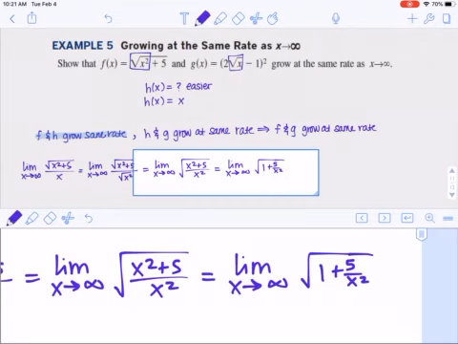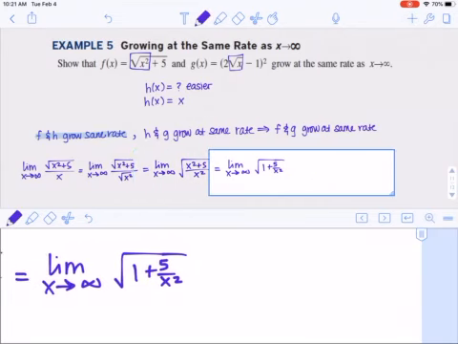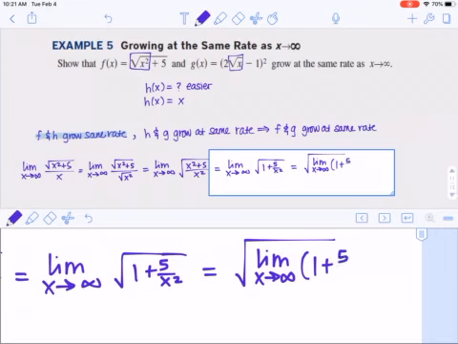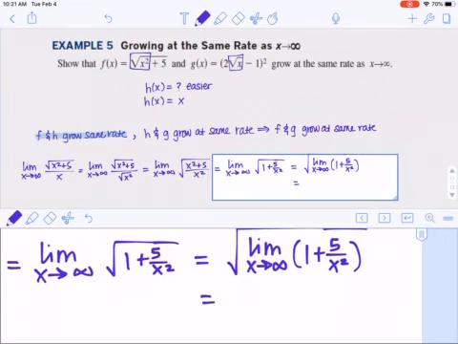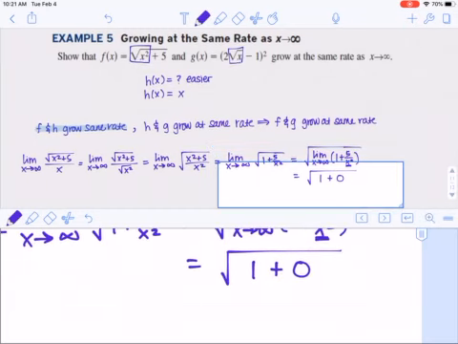The limit as x goes to infinity of the square root of 1 plus 5 over x squared. And now when I actually evaluate this, this is pretty easy. Remember that you can take the limit inside another function. So I can either think about it like this or actually write it either way. The limit as x goes to infinity of 1 is 1. And as x gets really, really big, this fraction is going to get really, really small. And so this is the same thing as the square root of 1 plus 0, or just 1, which is a non-zero constant, right? So f and h grow at the same rate.